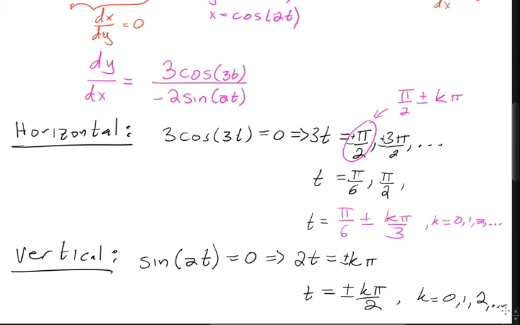Thumbs up? Semi? Why is it not 2 sine 2t for the vertical? Well, yeah, all you want is the whole thing to equal 0. So as long as sine of 2t equals 0, because the negative 2 doesn't affect anything.